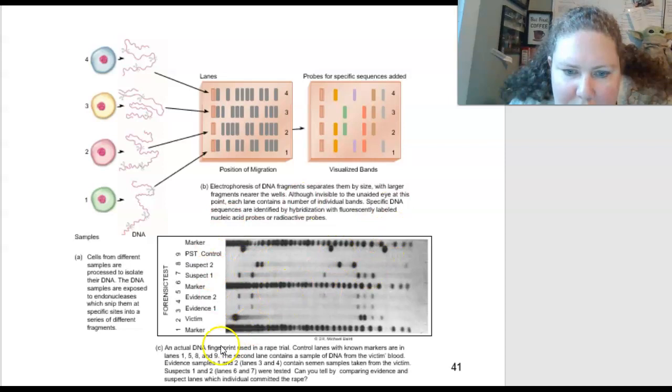And so this would be an example of an actual DNA fingerprint that was used in a rape trial. The control lanes with known markers are in lanes 1, 5, 8, and 9, where the second lane contains a sample of DNA from the victim's blood. The evidence samples 1 and 2, which are in lanes 3 and 4, contain semen samples that were taken from the victim, and then suspects 1 and 2, which are in lanes 6 and 7, were tested. By comparing these, we can tell that suspect 1 matches the evidence, because you can see the markers are the same. Okay.